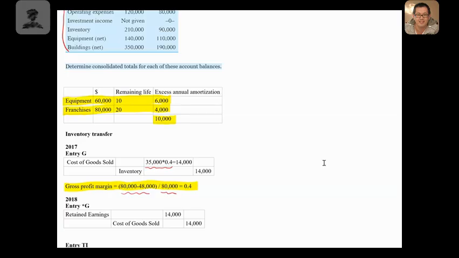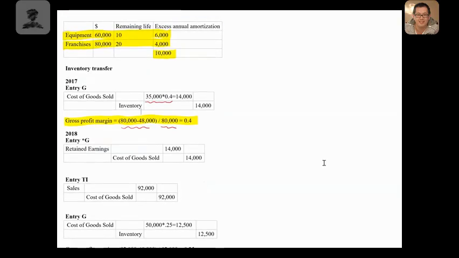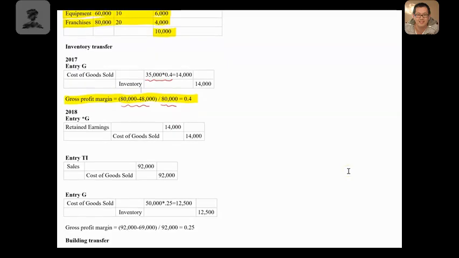All right, so when we go to 2018, the first thing is to recognize those deferred gross profit. So we debit retained earnings 14,000 and credit cost of goods sold to recognize the deferred gross profit from last year. And the second entry is entry TI. Entry TI is to eliminate the intra-entity sales amount. So debit sales for the transferred amount of 92,000 in 2018 and credit cost of goods sold 92,000.